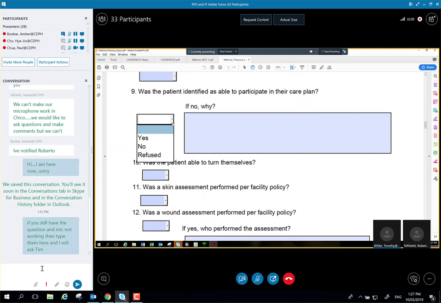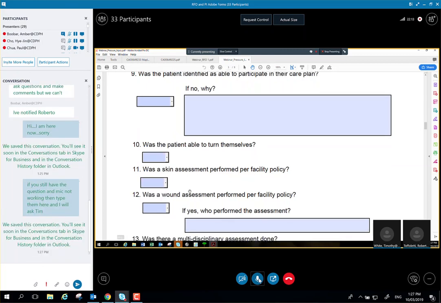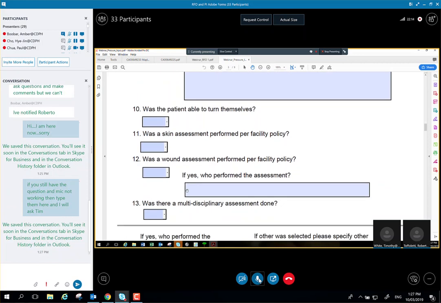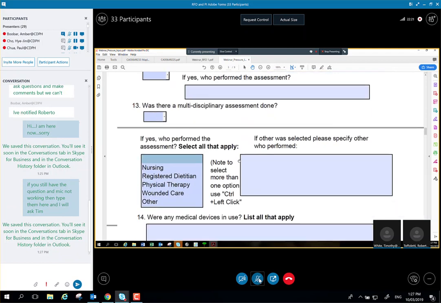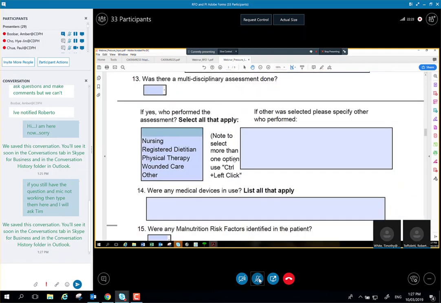Were they able to turn themselves? And again, important here, Roberto, we need to add refused there. Okay. Did they assess per policy? Were wounds assessed per policy? And if so, who did it? Was it multidisciplinary? And if it was performed multidisciplinary, who participated?